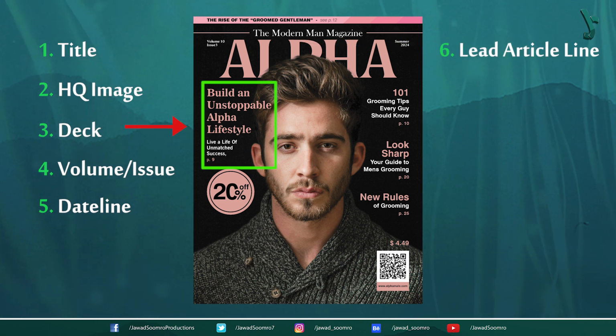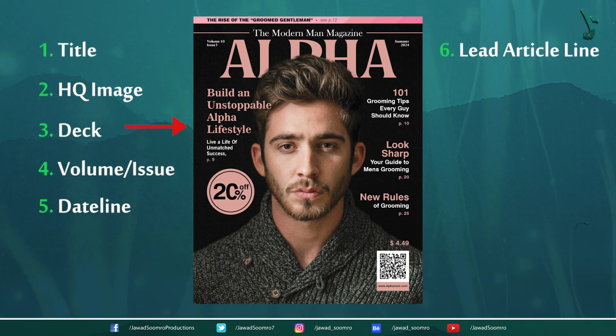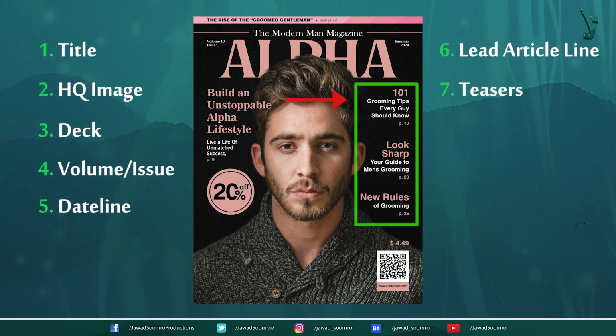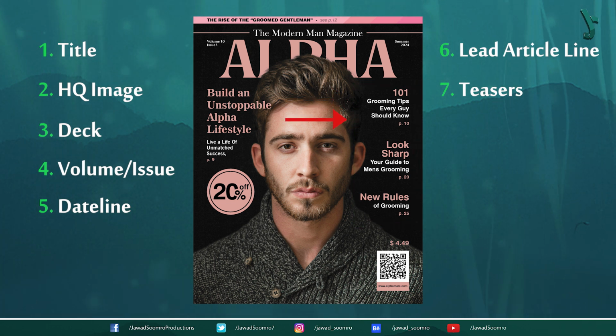Sixth element is lead article line. It highlights the main feature story, enticing readers to delve deeper. Build an unstoppable alpha lifestyle grabs attention. Seventh element is teasers. It promotes other notable articles within the magazine. They are usually added on white spaces of the image. Spacing between each article line should always remain consistent.